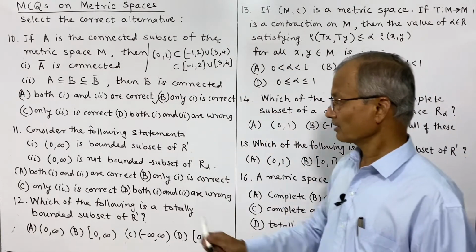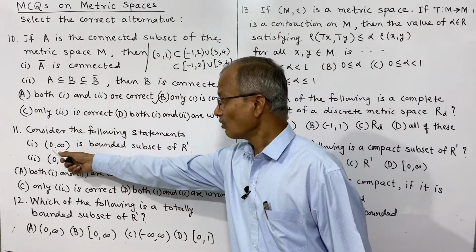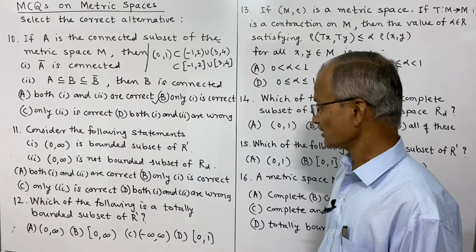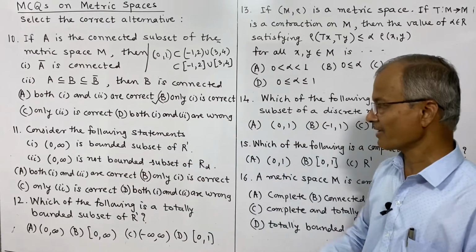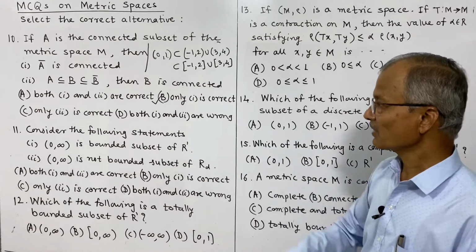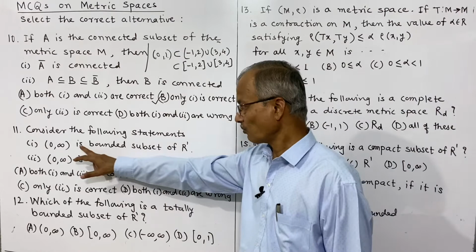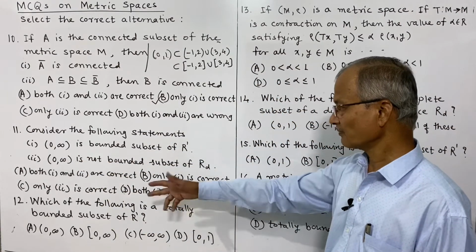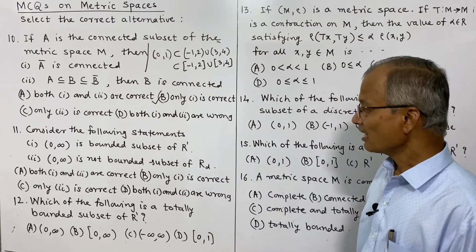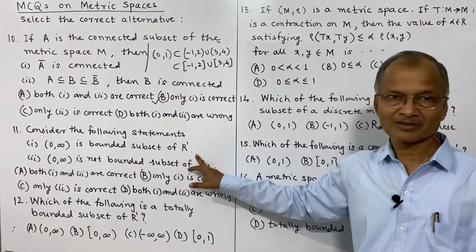Now the next is 11. Consider the following statements. Open interval 0 to infinity is bounded subset of R1. Open interval 0 to infinity is not bounded subset of RD. And again the similar options are there, alternatives are there, which are correct. Both first and second are correct, only first is correct, only second is correct, etc. Now we see 0 to infinity is bounded subset of R1.